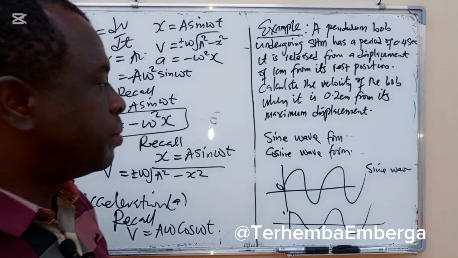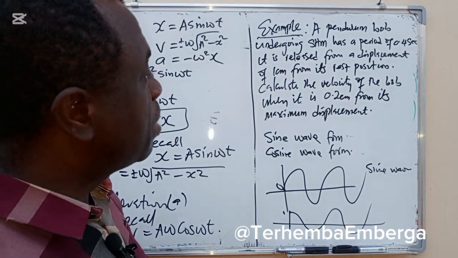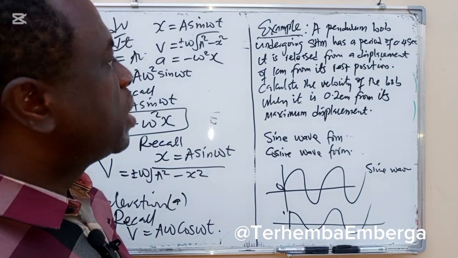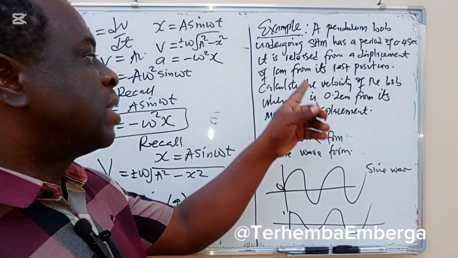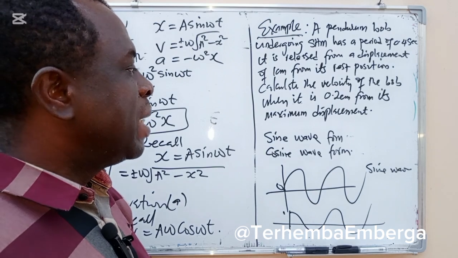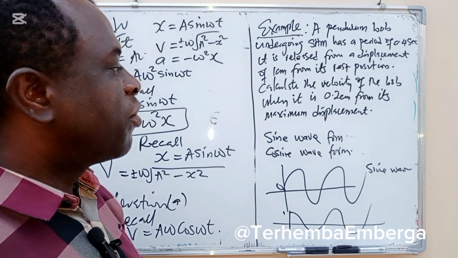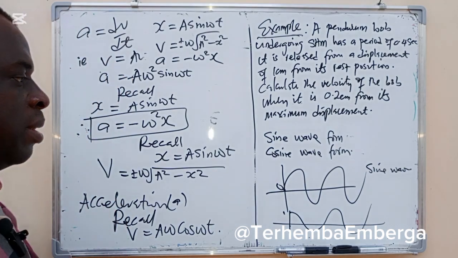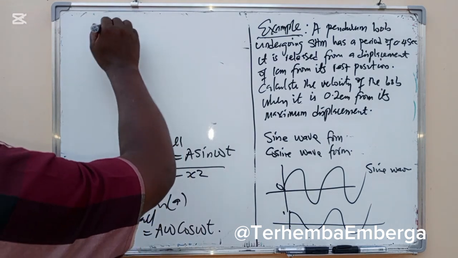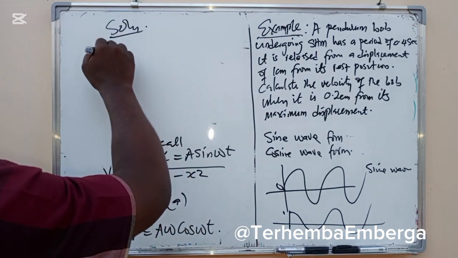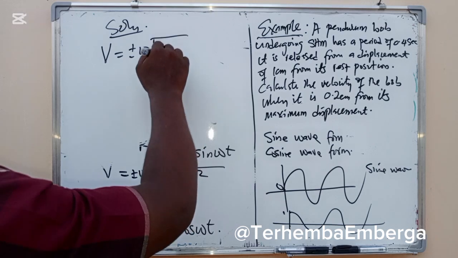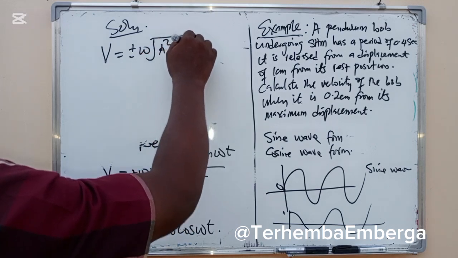So we have a problem here. A pendulum bulb undergoing simple harmonic motion has a period of 0.4 seconds. It is released from a displacement of 1 cm from its rest position. Calculate the velocity of the bulb when it is 0.2 cm from its maximum displacement. So this is the formula you appeal to. v is equal to plus or minus omega square root of a square minus x square.